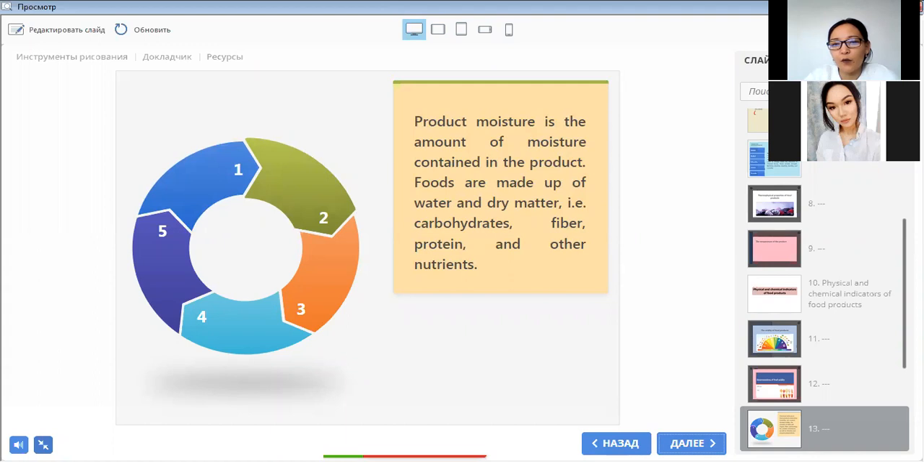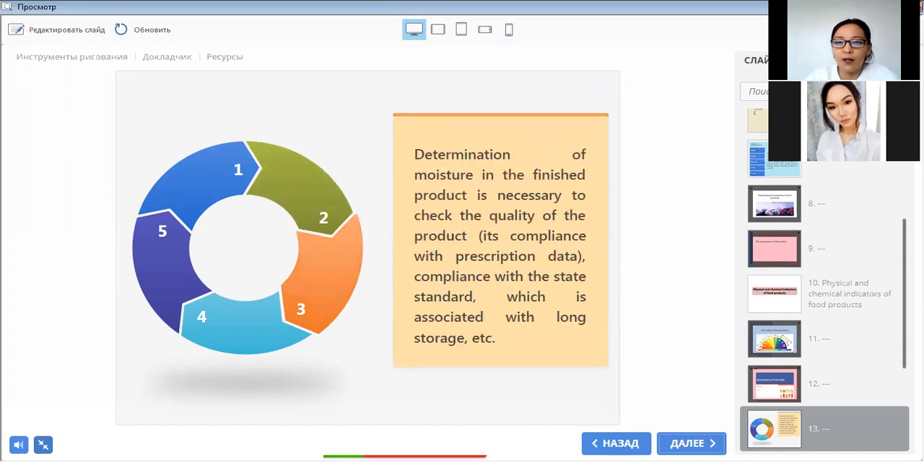And the product moisture is the amount of moisture contained in the product. Foods are made up of water and dry carbohydrates, fiber, protein, and other nutrients. And the determination of moisture in the finished product is necessary to check the quality of the product and compliance with the state standards, which is associated with long storage.